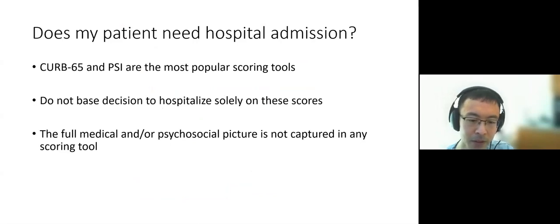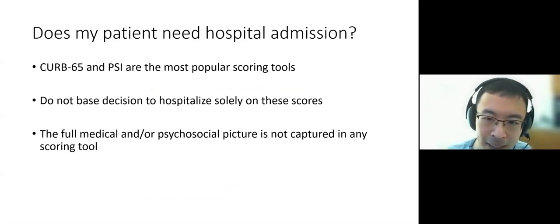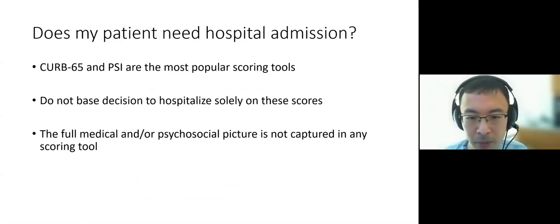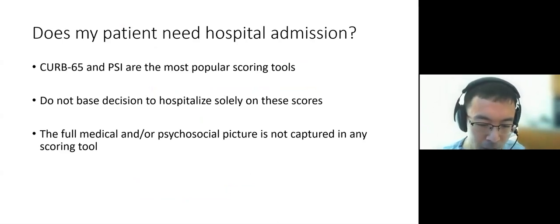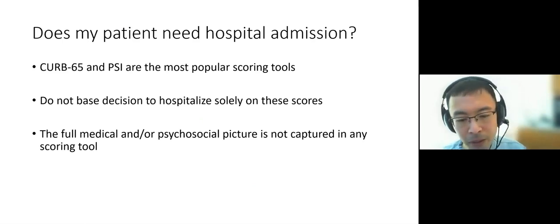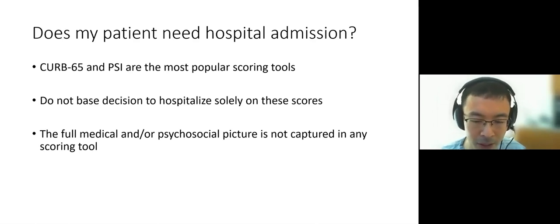So now that you've diagnosed someone with CAP, how do you determine if they need to be admitted to hospital? The two most commonly used scoring tools are CURB-65, which was created by the British Thoracic Society, and the Pneumonia Severity Index, or PSI, which was developed in the United States. None of these scoring tools can fully capture all the medical or psychosocial comorbidities that impact recovery, and there may be other reasons to admit a patient to hospital, such as lack of social support, even if the criteria are not fully satisfied.